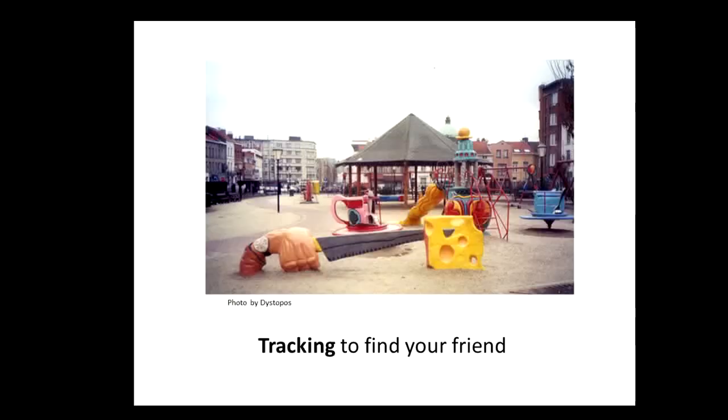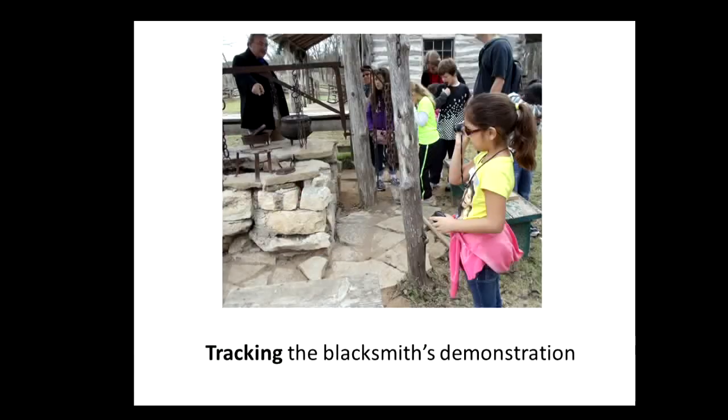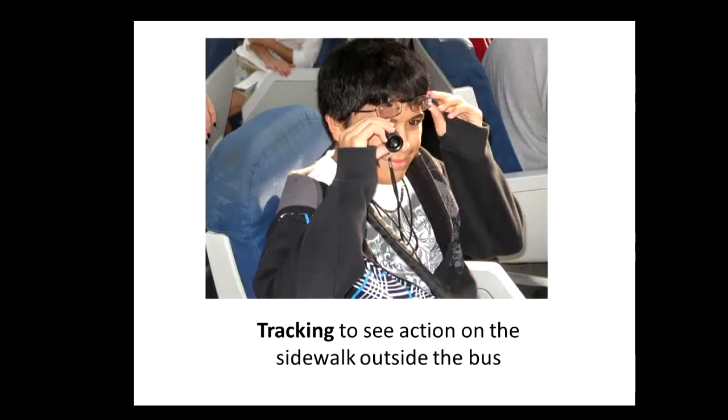This is a photo of a tracking activity on a playground that involves following a moving target, in this case, a person. This girl is tracking a blacksmith as he demonstrates his craft. This boy is tracking to see action on the sidewalk outside the bus. Note how he moves his glasses up out of the way to look through the telescope. Some students prefer to do this as it gives them a wider field of view than if they hold the scope up to the glasses.